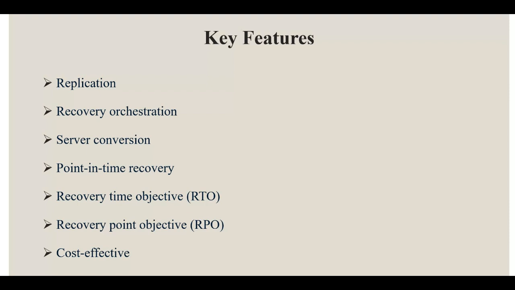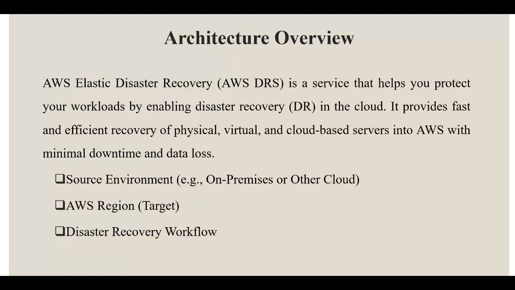The next is cost effective. AWS Elastic Disaster Recovery only charges the user when they use the service for recovery or drills, so it's pay per usage. So this is all about the key features of DRS. The next thing is the architecture overview.